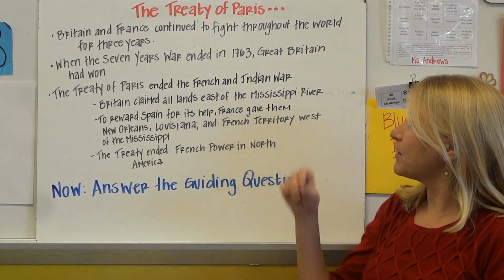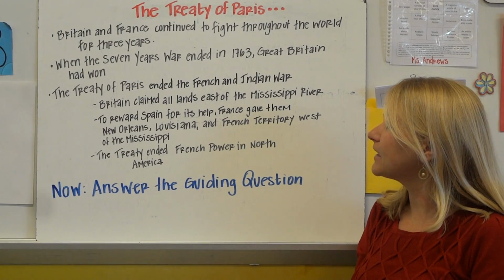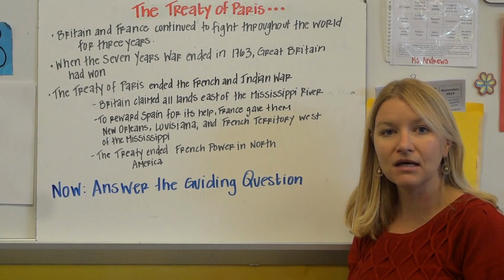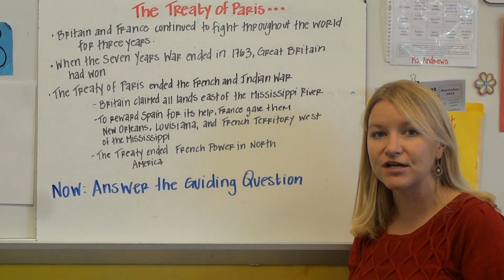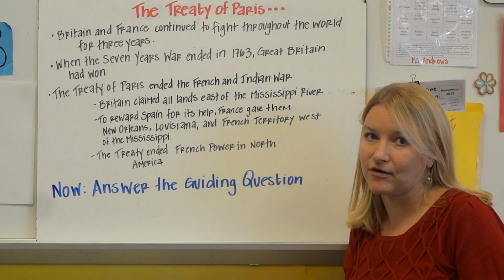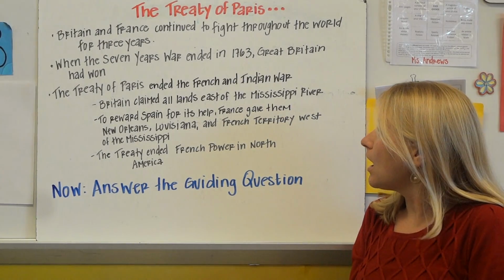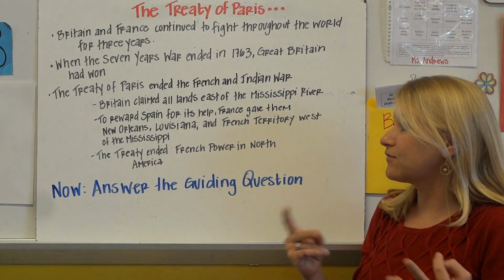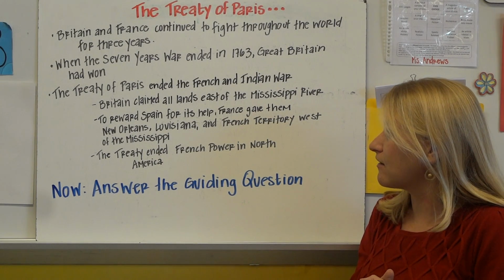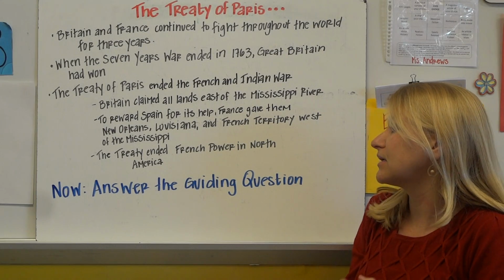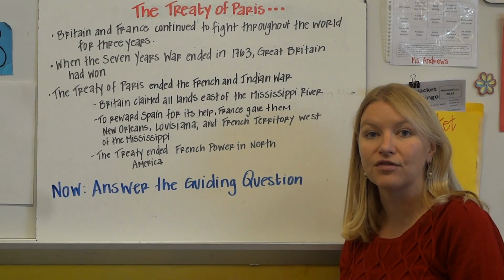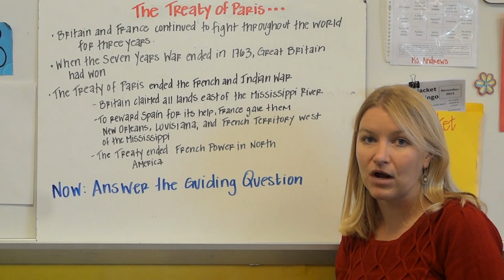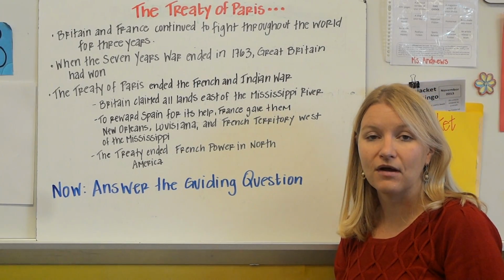So in the Treaty of Paris, Britain claimed all lands east of the Mississippi River. Spain was given all of the French territory that was west of the Mississippi River because they had offered to help out. So that included New Orleans, Louisiana, and any of the French territory west of the Mississippi River. The treaty essentially ended the French power in North America. So this was the first Treaty of Paris. It's going to lead to a lot of problems in the Revolution.